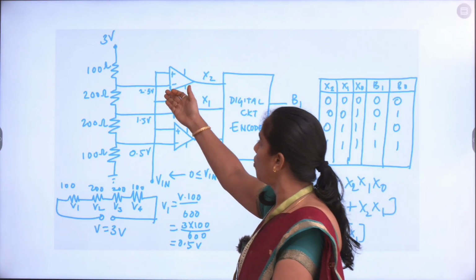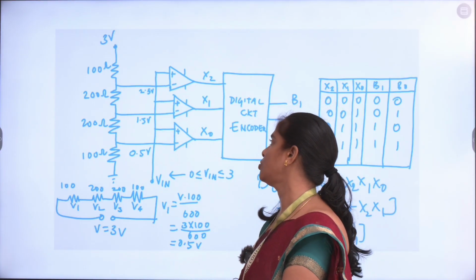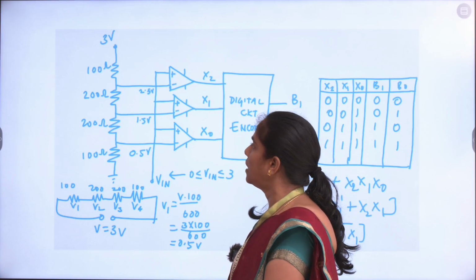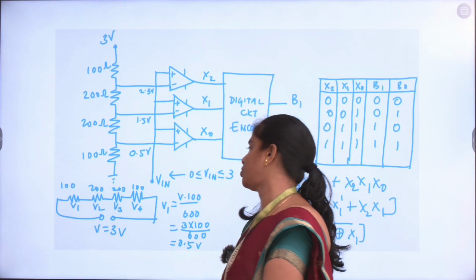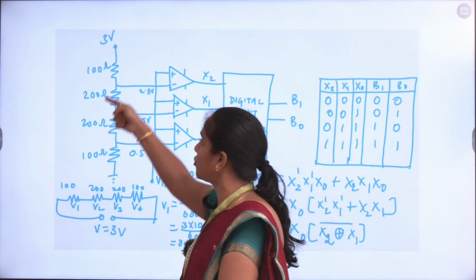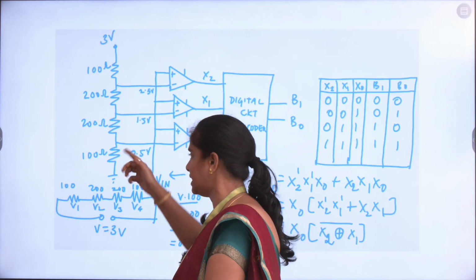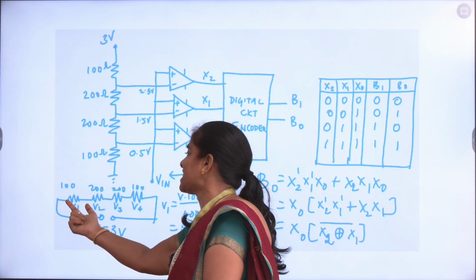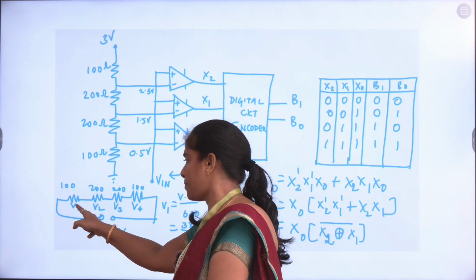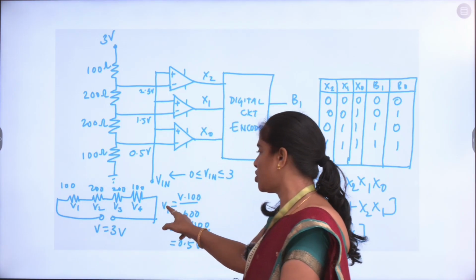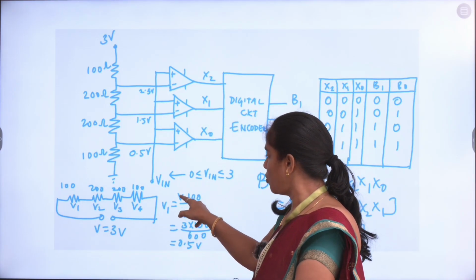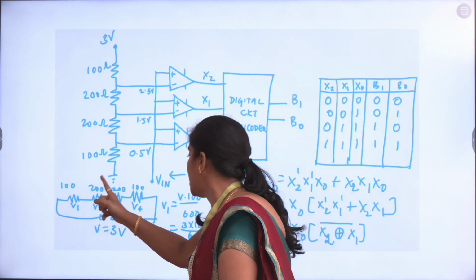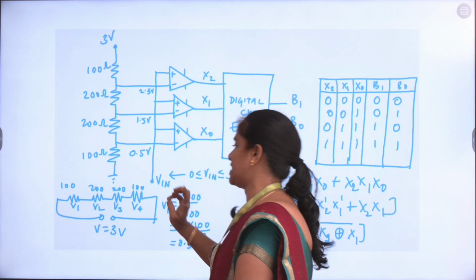So the different voltage values at the second terminal of the comparators are represented here. Using the voltage divider rule, we can determine the drop across each resistor in this circuit. What is the voltage across the first resistance of 100 ohms? If it is represented by V1, then V1 is equal to the total voltage V times the resistance across which we are going to measure the voltage, divided by the total resistance.